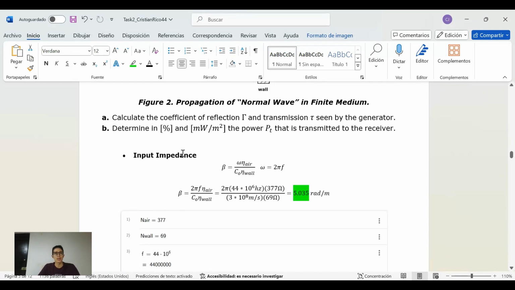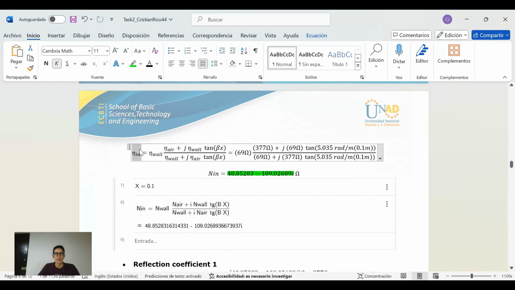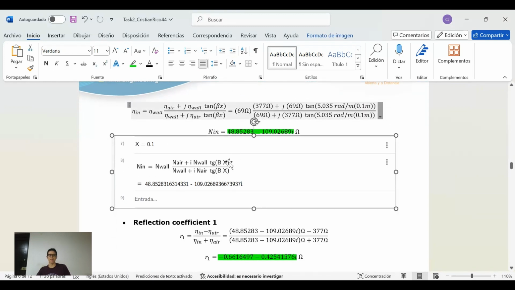So in the input impedance, we got beta equal to omega times the square root of the air and wall parameters. Omega is equal to 2 pi times the frequency. So we got the results in radians per meter. We can see the calculus. Then N in is the impedance that goes into the receiver. So we got the form, and we just have to replace the values, and we got the GeoGebra evidence.